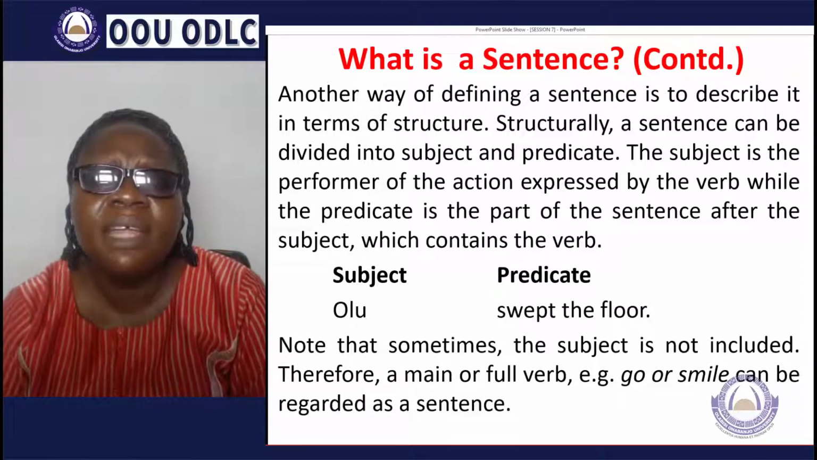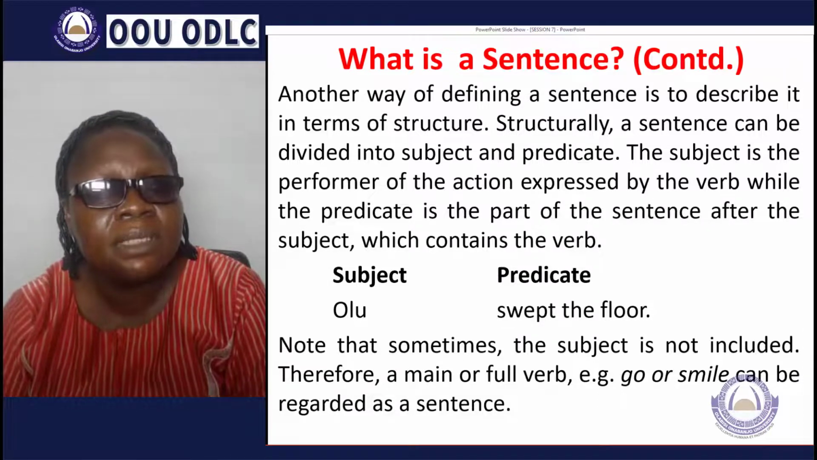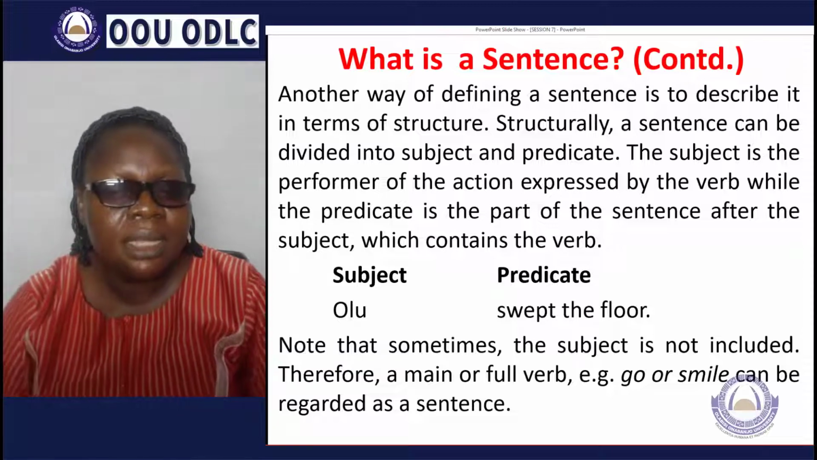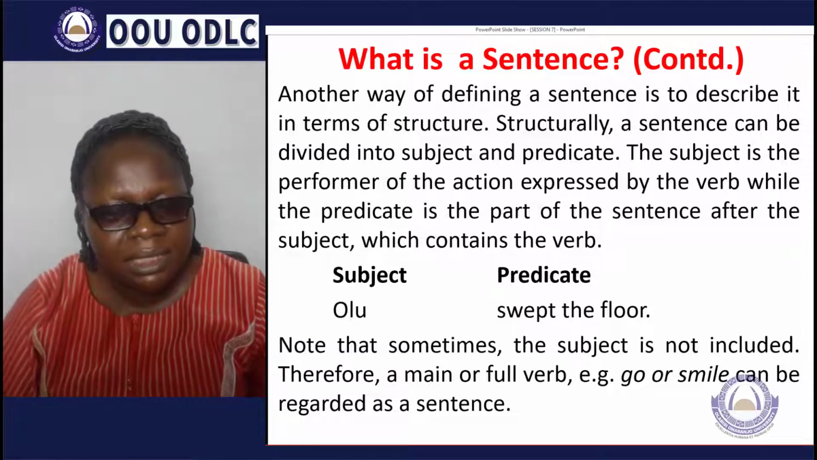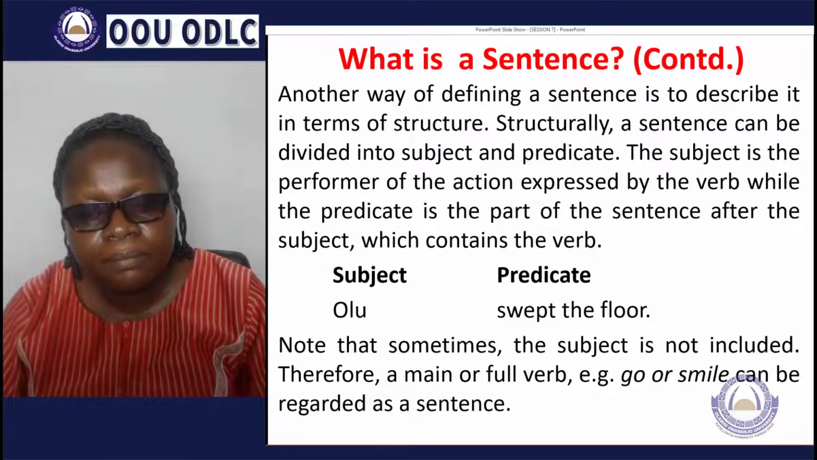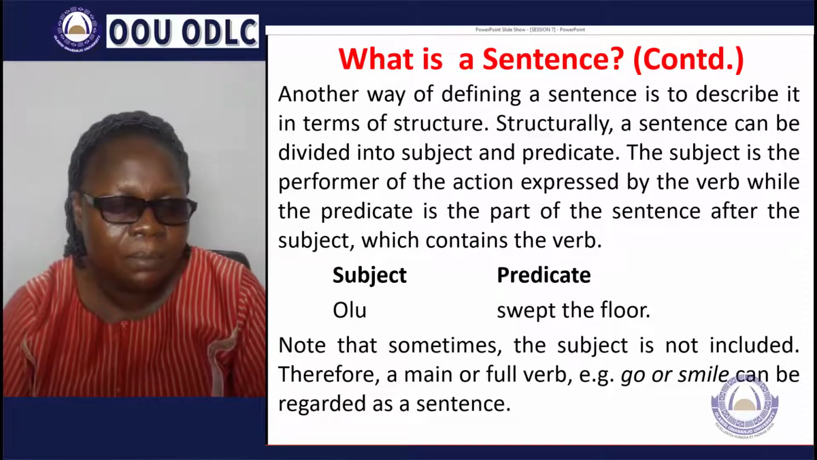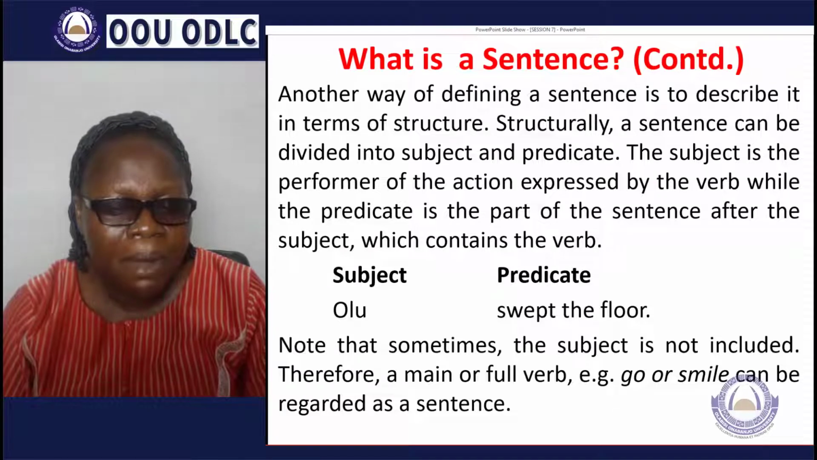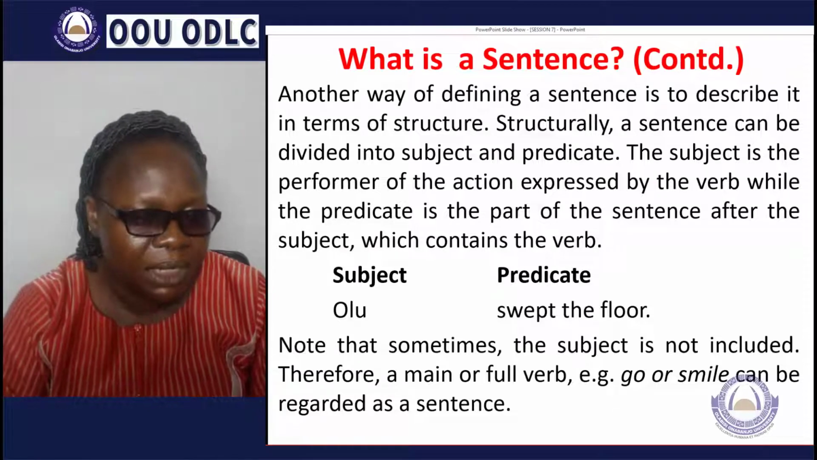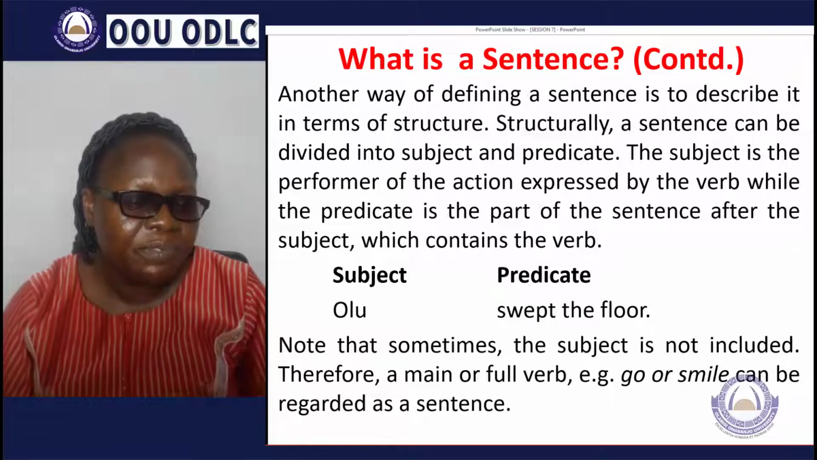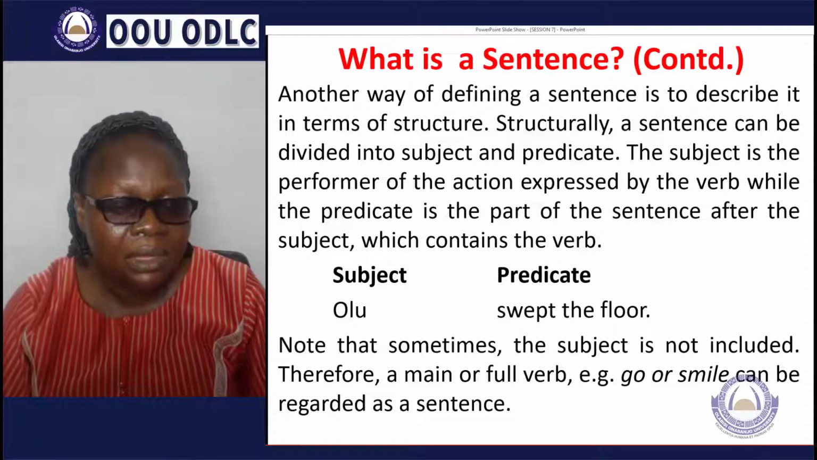Another way of defining a sentence is to describe it in terms of structure. Structurally, a sentence can be divided into subject and predicate. The subject is the performer of the action expressed in the verb, while the predicate is the part of the sentence after the subject which contains the verb, and that verb is referred to by some scholars as predicator.